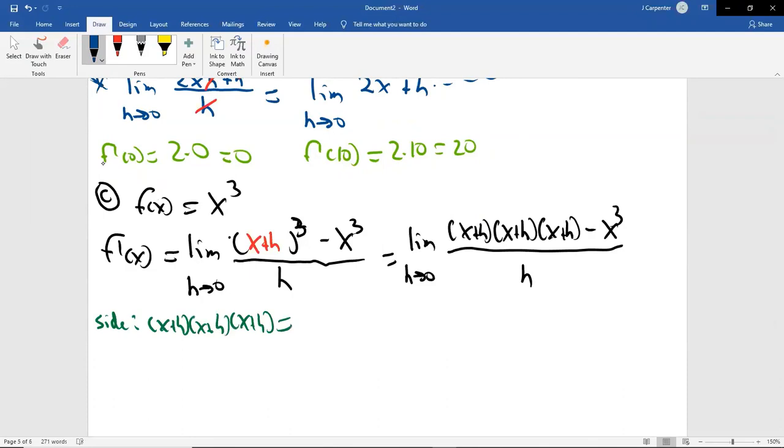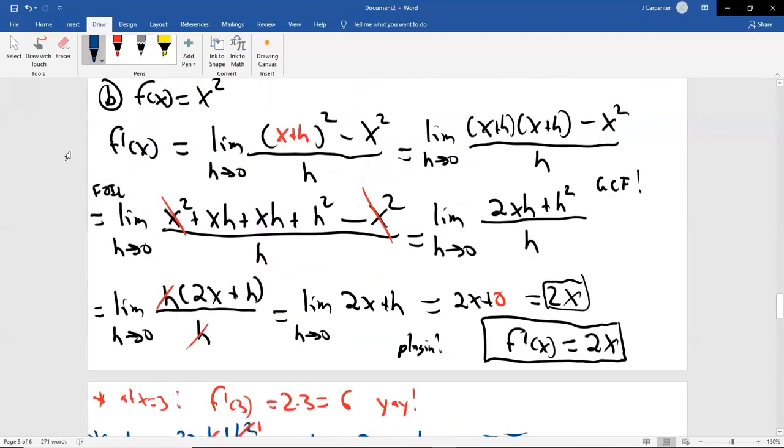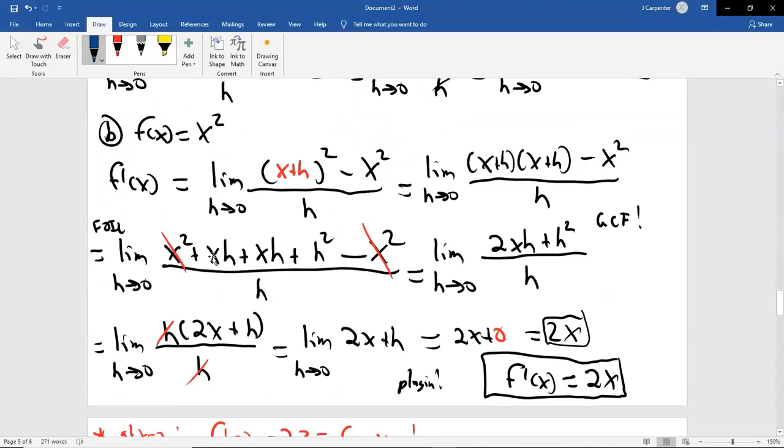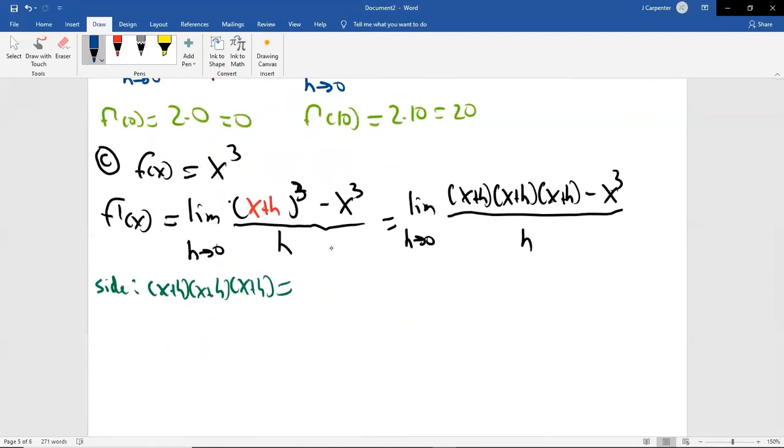Well, the first two we've already done. X plus h times x plus h was right here. It was x squared plus 2xh, the xh and the xh combined to make a 2xh, plus an h squared. So again, x squared plus 2xh plus h squared. That's the first pair of parentheses. The last one I'll do in red now.